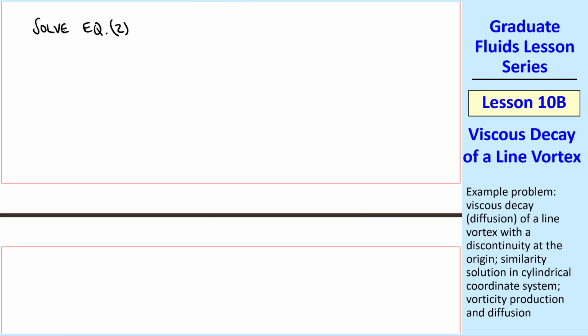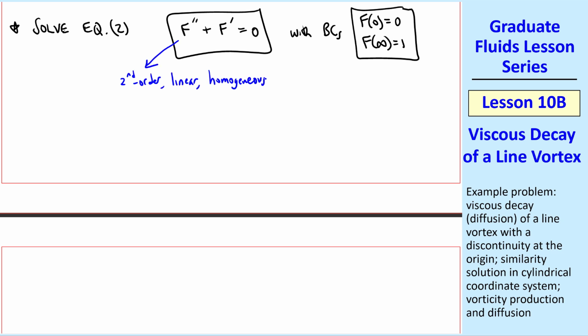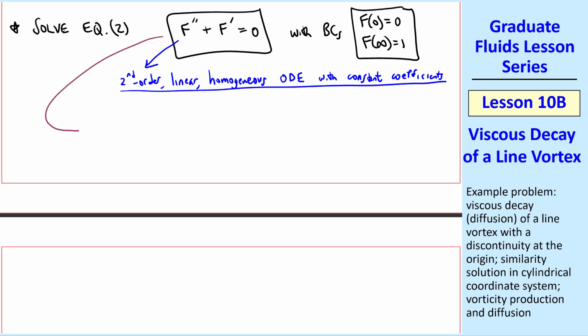Now we need to solve equation 2, with its boundary conditions, f of 0 equals 0, and f of infinity equals 1. Well, hopefully you recognize this equation as a second-order, linear, homogeneous ODE with constant coefficients. This was one of the types of equations discussed in a previous lesson. To solve it, we rewrite it as D squared plus D acting on f equals 0, where capital D is an abbreviation for the derivative of any order with respect to eta.